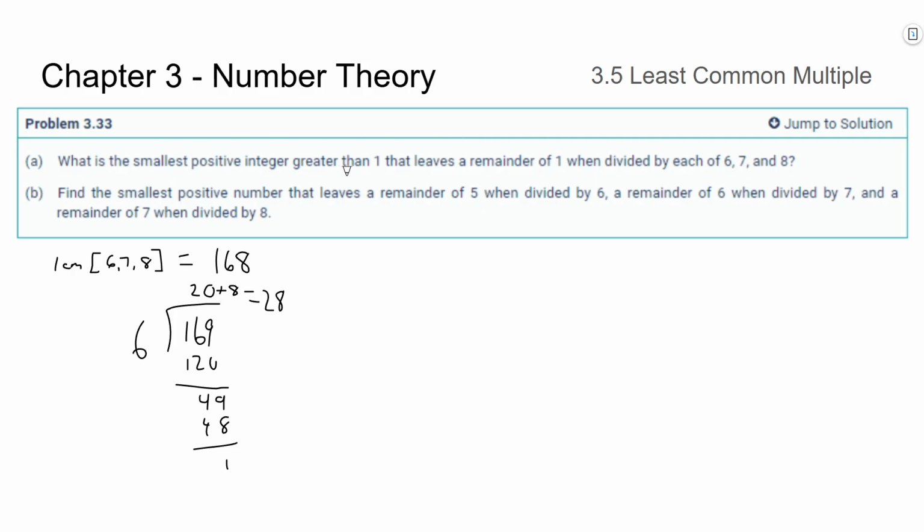So the answer to this would be the smallest positive integer greater than 1 that leaves us a remainder of 1 when divided by each would be 169.